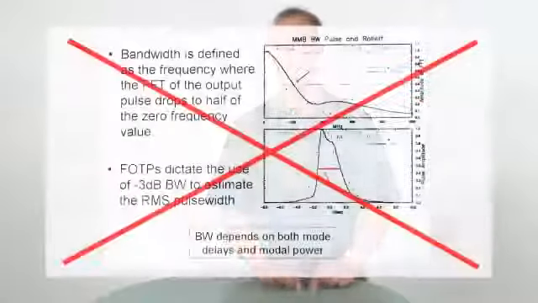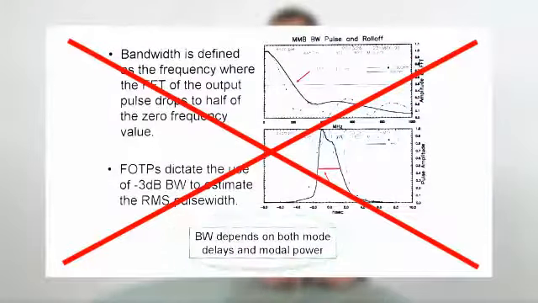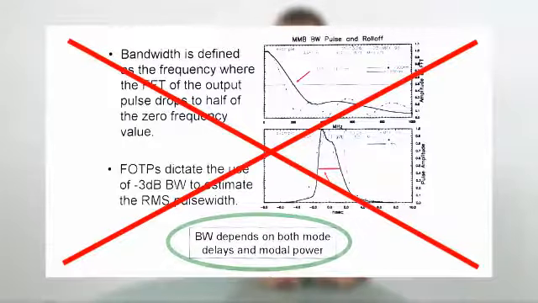Look at this bit of the graphic though. Bandwidth, that is, preserving the pulse shape, depends on both modal delays, we just talked about that, that's determined by the fiber, and the modal powers. That's not determined by the fiber, but by the transmitter. Let's talk about the possible modal power scenarios.